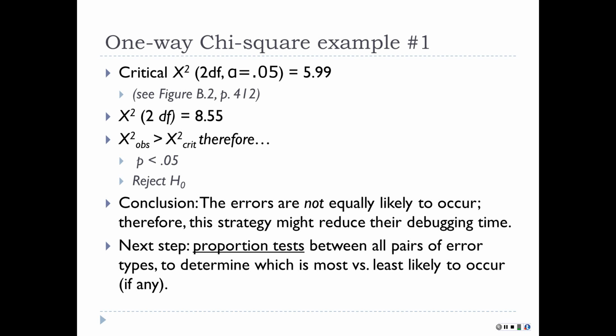So just like an ANOVA, when you get a significant chi-square, sometimes the next step would be to go do individual proportion tests between all pairs of frequencies to determine which of those are statistically significant, to get a more fine-grained view of where the differences actually are.